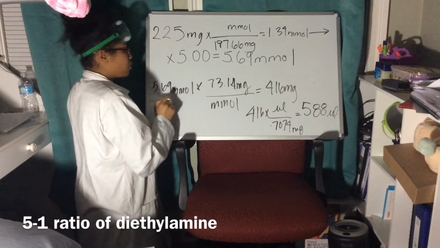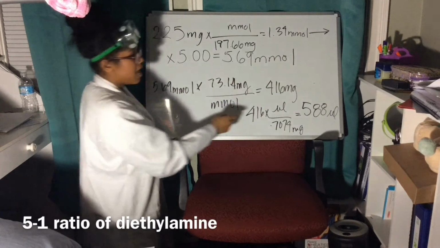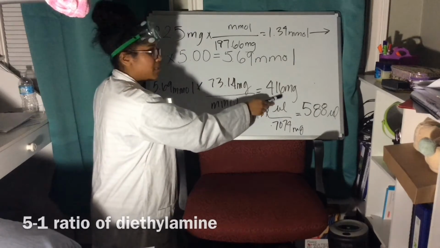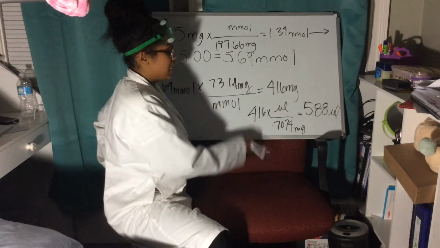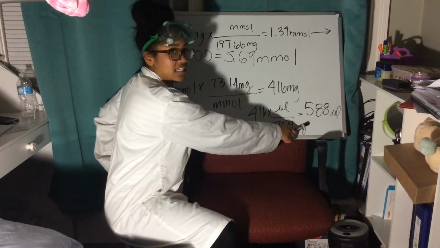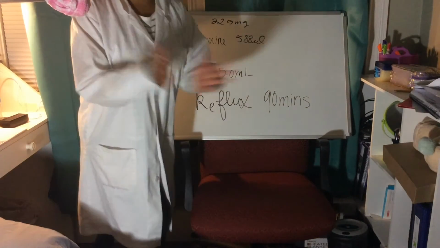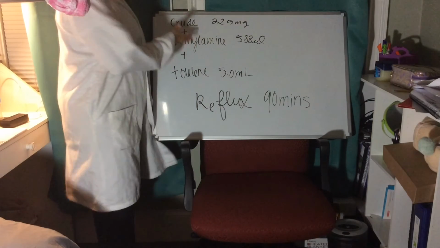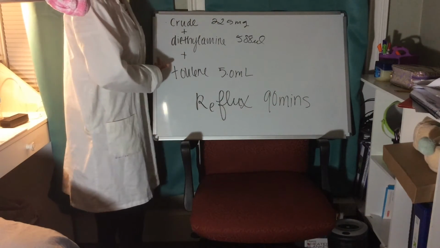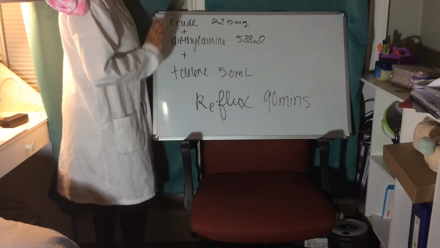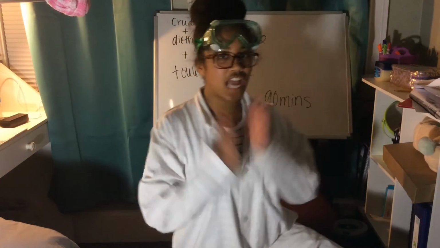From here we multiply the amount of moles by its molecular weight, and this gives you the amount in milligrams. Then we divide by the density of the diethylamine and we get the wanted amount in microliters. So in this part, we take our crude product, add the calculated amount of diethylamine and about 5 milliliters of toluene, and then we reflux for 90 minutes.